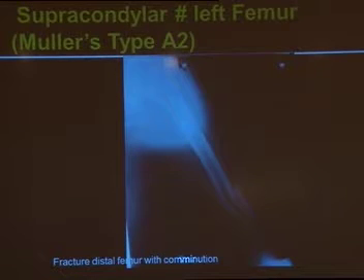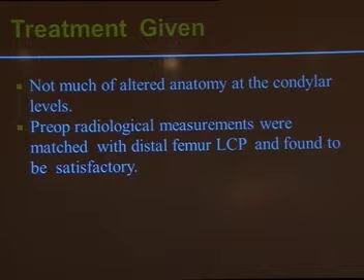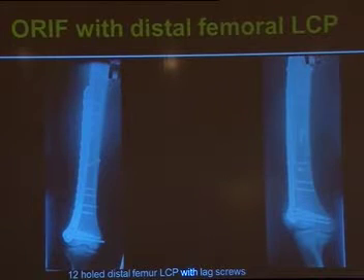The fourth case is a 36-year-old male patient who had a supracondylar femur fracture, and radiological measurements appeared to be normal. There was not much altered anatomy at the condylar level, and the pre-op radiological measurements matched the distal femur locking compression plate and were found satisfactory. So we went with a distal femur locking compression plate, fixed with lag screws.